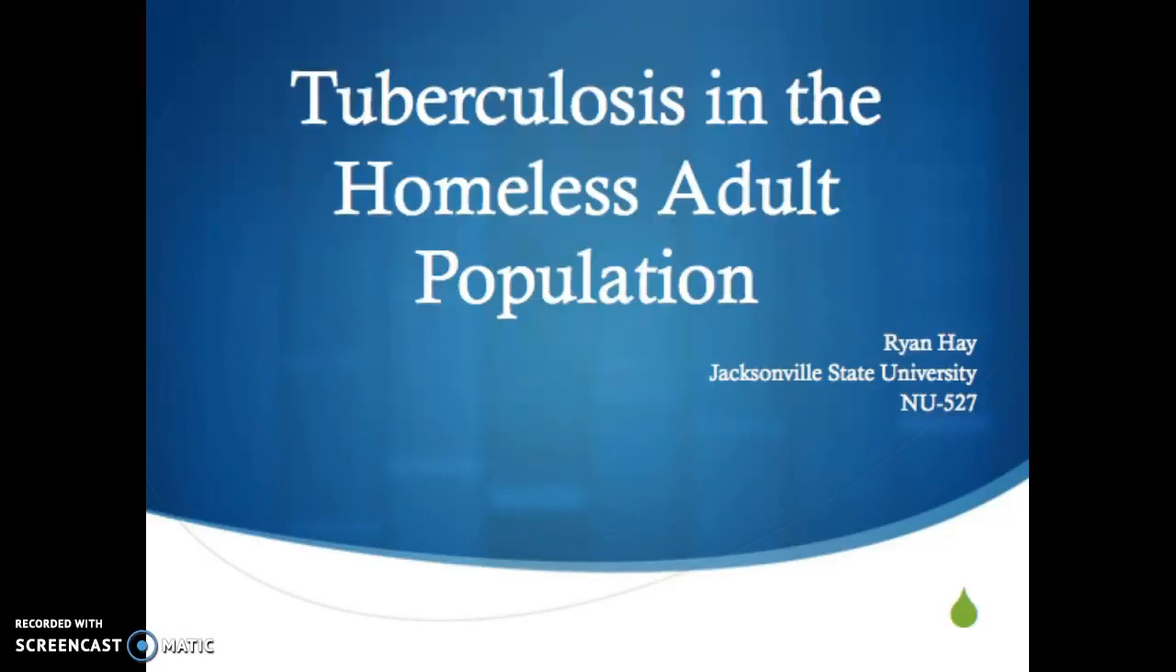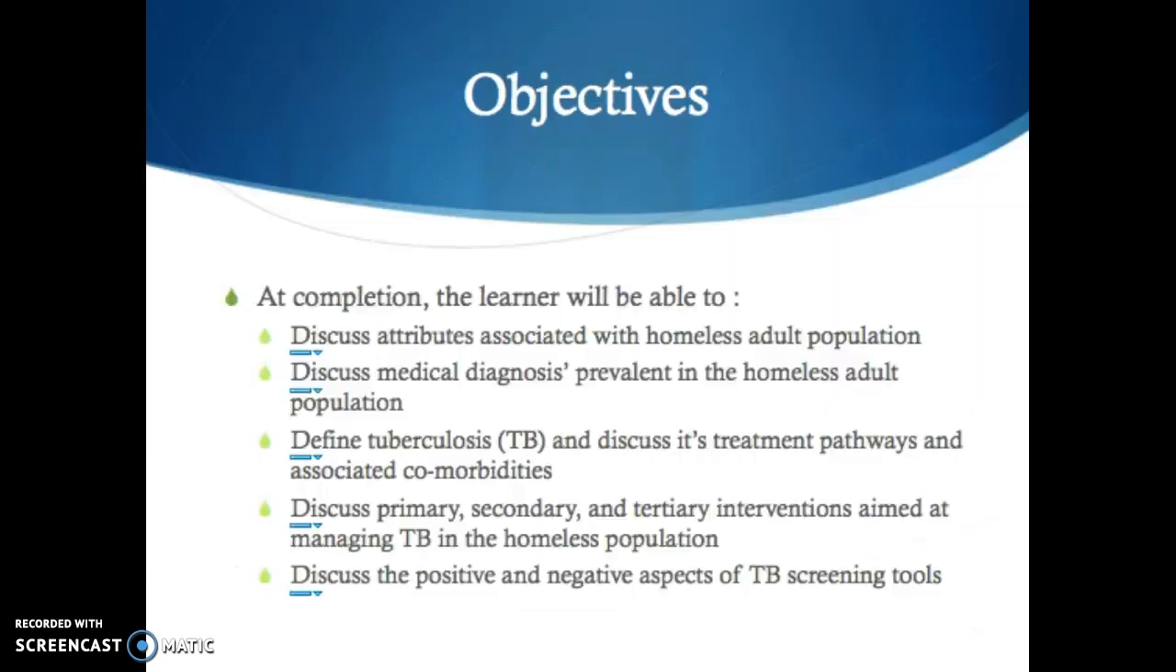Today we're going to discuss tuberculosis in the homeless adult population. We're going to discuss the homeless adult population as a whole, looking at some statistics, what defines that population, and specifically drilling down to tuberculosis itself, its treatment pathways, why it's a medical diagnosis that tends to be prevalent in homeless adults, as well as the different primary, secondary, and tertiary interventions that the advanced public health nurse can take in helping to manage TB in this population.